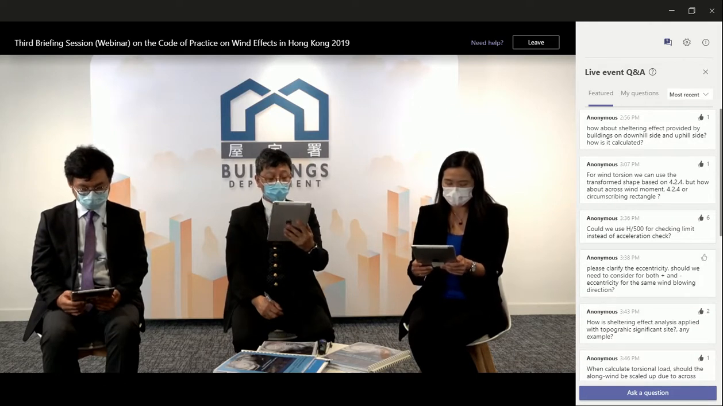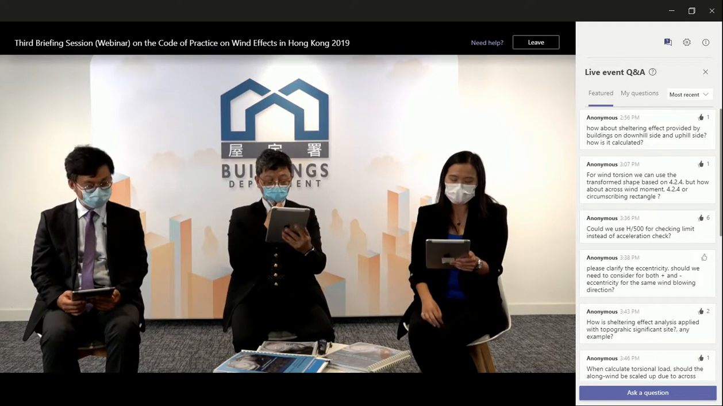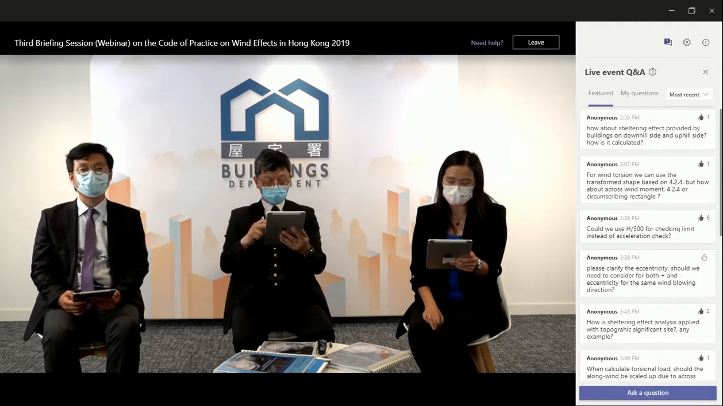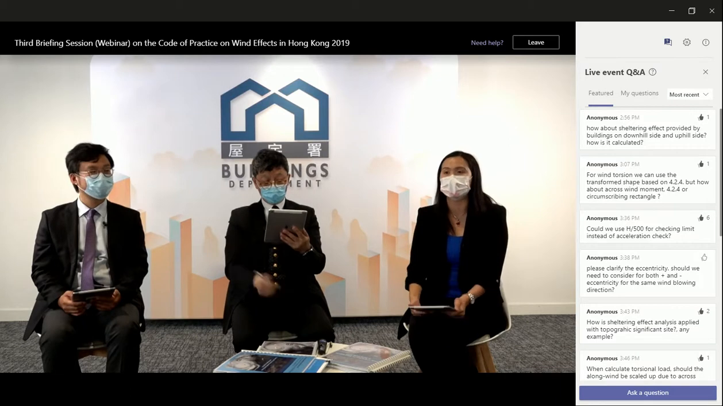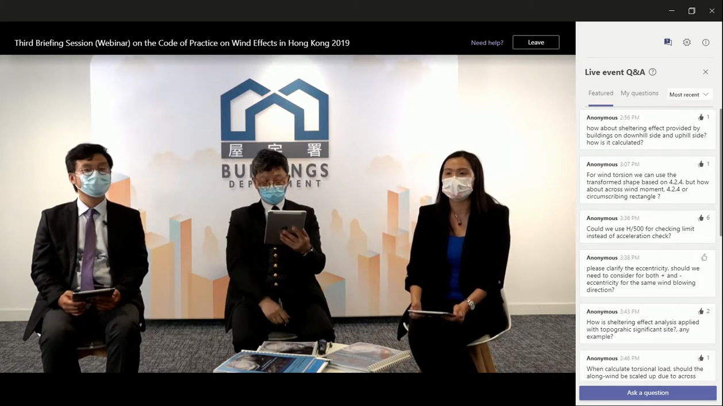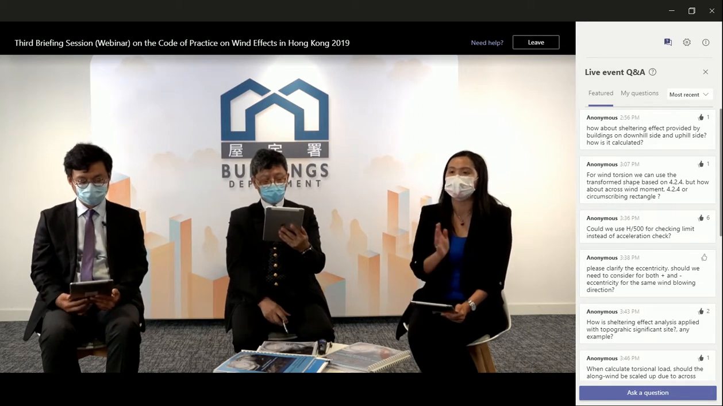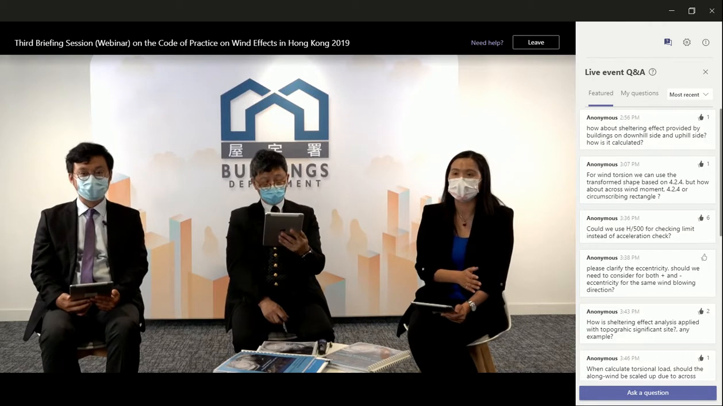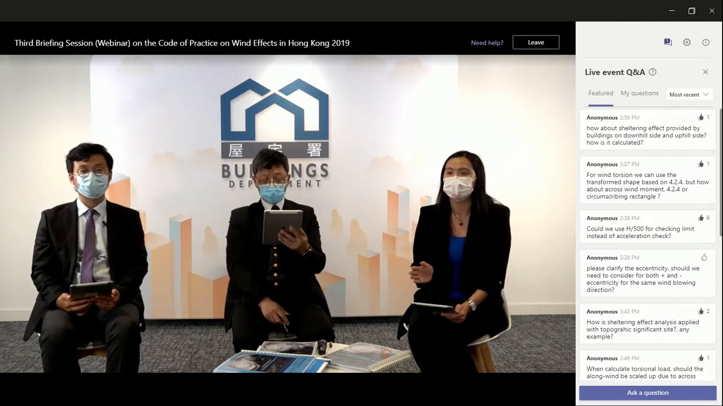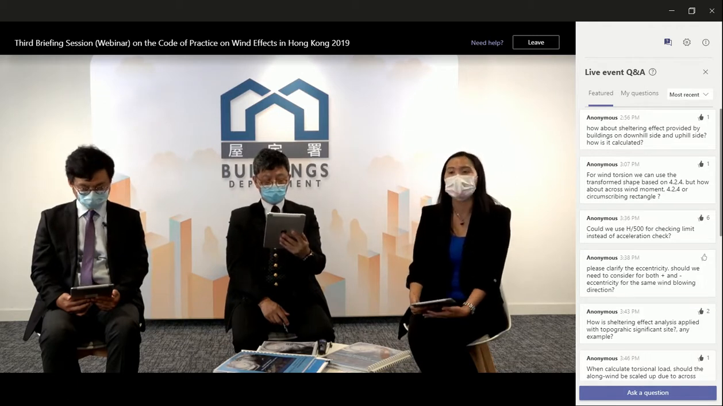Okay, so the next one is for me. Could we use the h/500 for the checking limit instead of the acceleration check? Yes, designers can still use the h/500 deflection limit because it is deemed to satisfy requirements. But now with the new code, designers can choose either the deflection check or the acceleration check. If the building satisfies either one, it will be accepted.